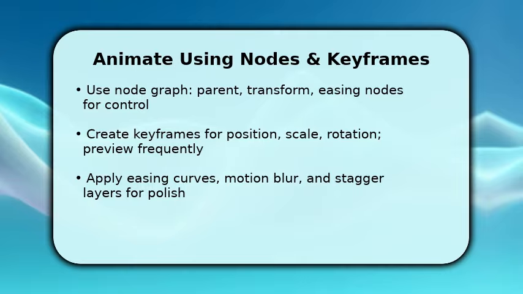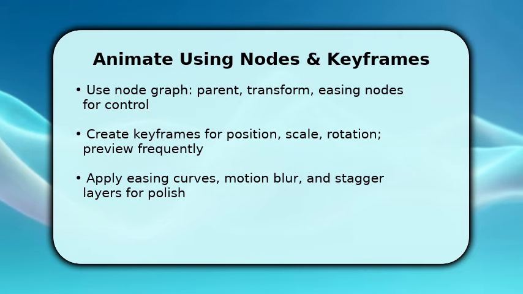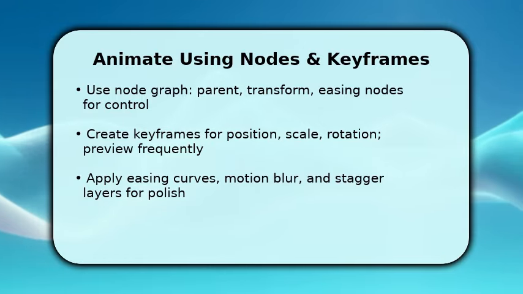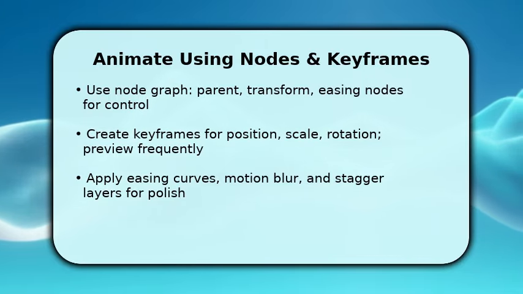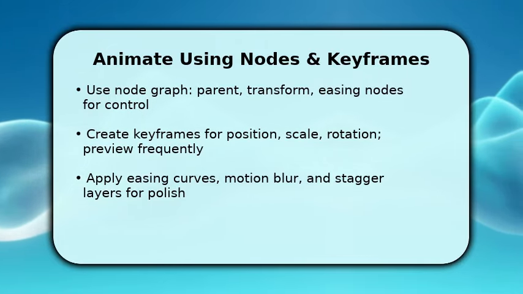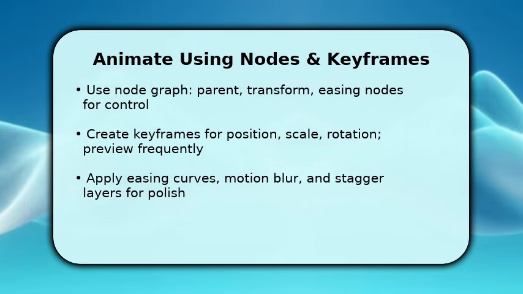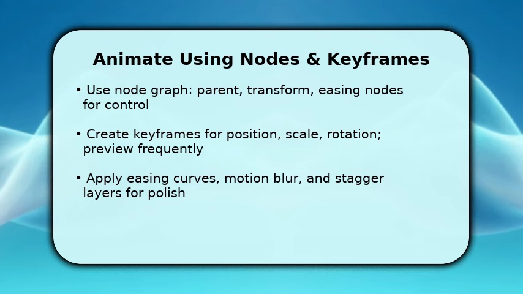This reduces redundant keyframes. Animate position, scale, and rotation, then refine timing with easing curves. Ease in and ease out give natural motion. Preview often and enable motion blur for realism. Once comfortable, stagger sibling layers by small increments to create pleasing overlaps. This technique makes scenes feel deliberate rather than mechanical.